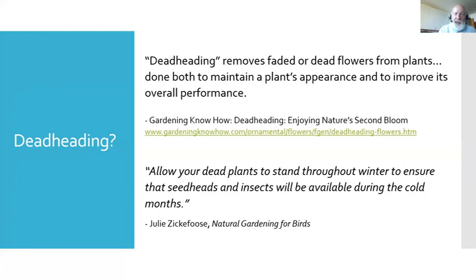Key point about deadheading, by the way. Here's the key thing at which all of us as master gardeners have to hold ourselves back from. Deadheading, of course, is the common practice of cutting off faded or dead flowers. We're always encouraged to do that to clean up our gardens. There's a strong recommendation here. Let the flowers be. Let those deadheads remain because they provide food.